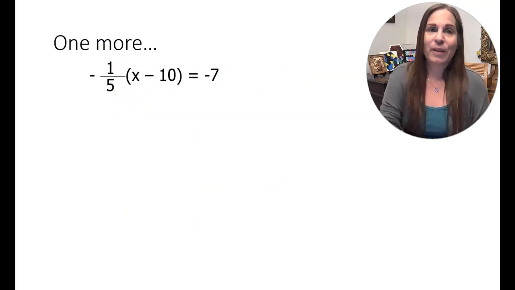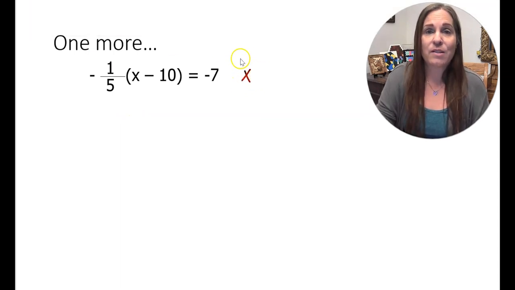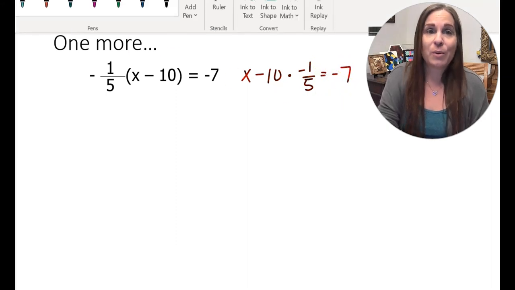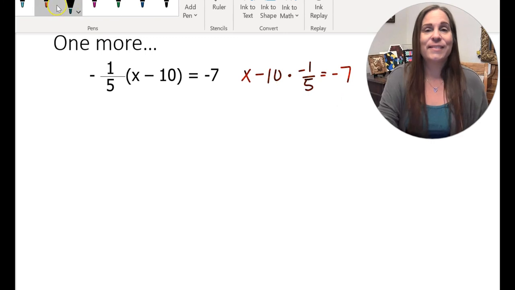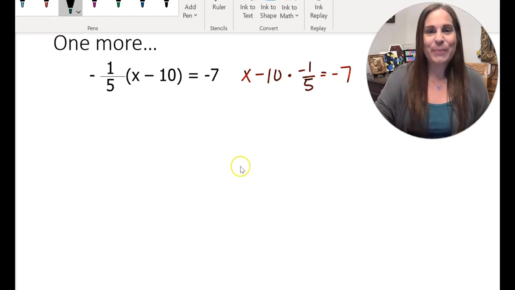All right, so I'm going to start off with writing what my order of operations would be. So if I start with the x, the first thing I would do would be in the parentheses, right? So I would subtract 10. Then I would multiply by -1/5. And that would get me to my answer. So now we just have to do all of that backwards and undo each step.